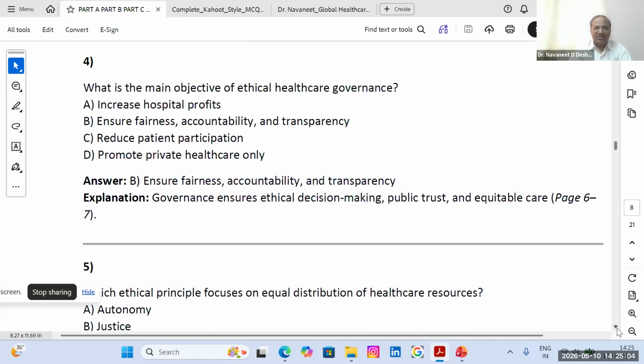Fourth, what is the main objective of ethical healthcare governance? A, to increase hospital profits. B, to ensure fairness, accountability, and transparency. C, reduce patient participation. D, promote private hospital healthcare only. The correct answer is B, ensure fairness, accountability, and transparency. Explanation: governance ensures ethical decision making, public trust, and equitable care.